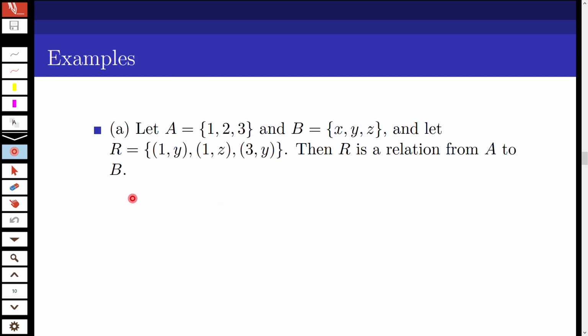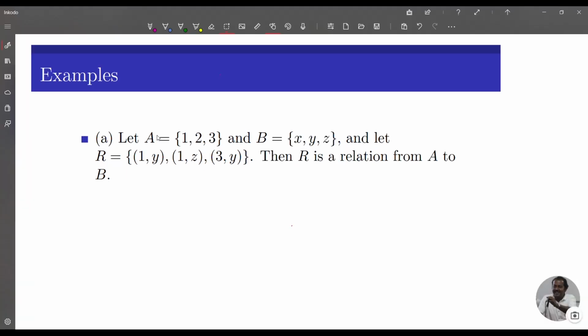Now consider this example. Here A is the set {1, 2, 3}, B is the set {x, y, z}, and let R be the set of ordered pairs (1,y), (1,z), (3,y). Then R is a relation from A to B. First we show that R is a relation from A to B.